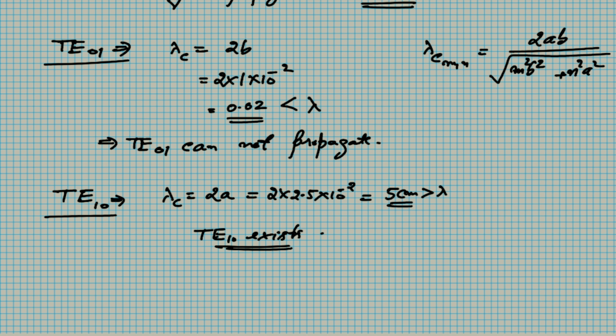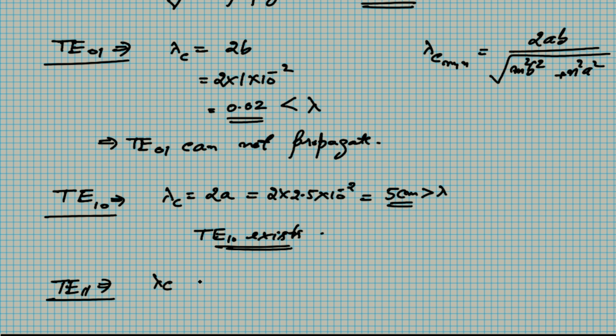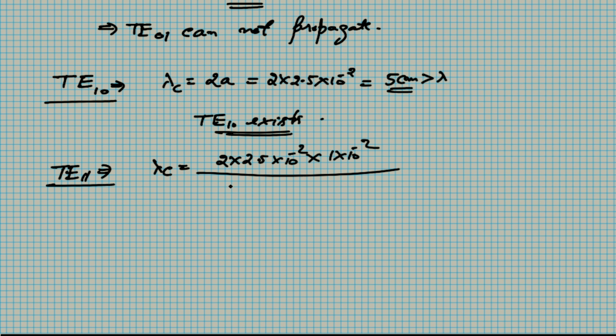So what was a, okay, let's consider lambda c. So we'll say that what will be the TE11. Okay, find the lambda c for me. But now we need to substitute every value to get this. Correct? So that is 2, A is 2.5 into 10 to the minus 2, B is 1 into 10 to the minus 2, all divided by, in the denominator, under square root, M is 1, N is 1. So simply it is B square plus A square. Correct, correct. So 1 into 10 to the minus 2 square.